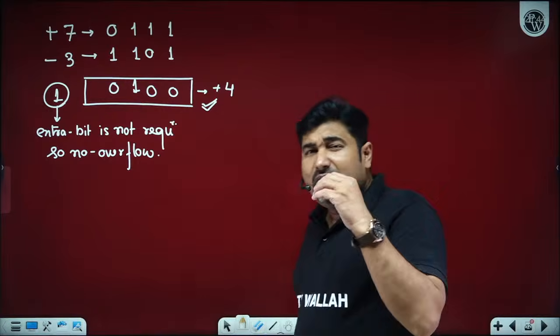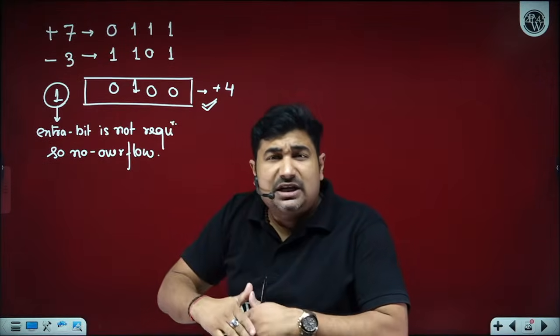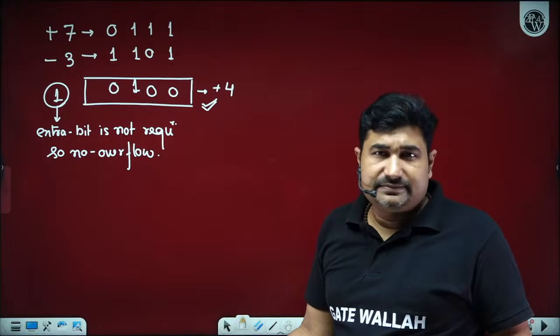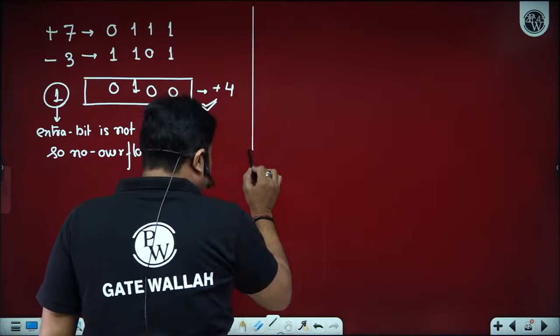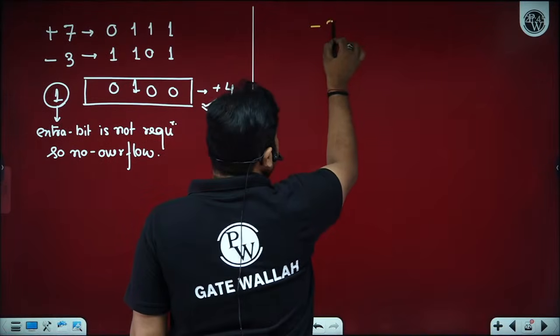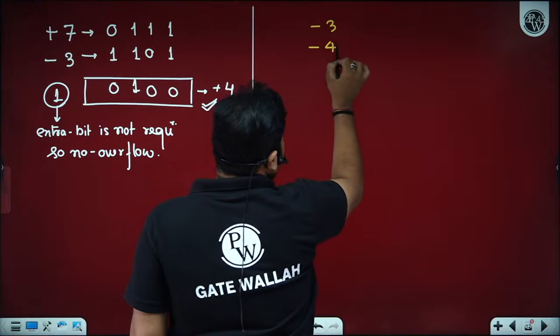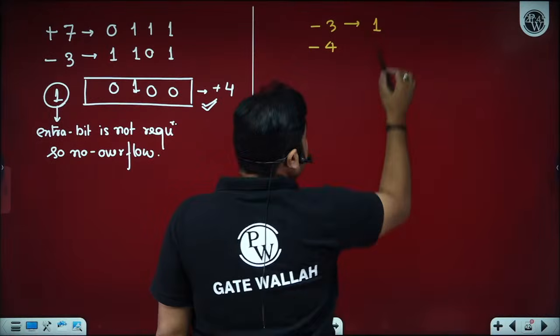Great. We all know if one number is positive and one number is negative, it can't go beyond the limit. Is it okay? Yes, sir. Now let's talk about negative numbers. Suppose we have minus 3 and minus 4. So what is minus 3? Minus 8 plus 5.